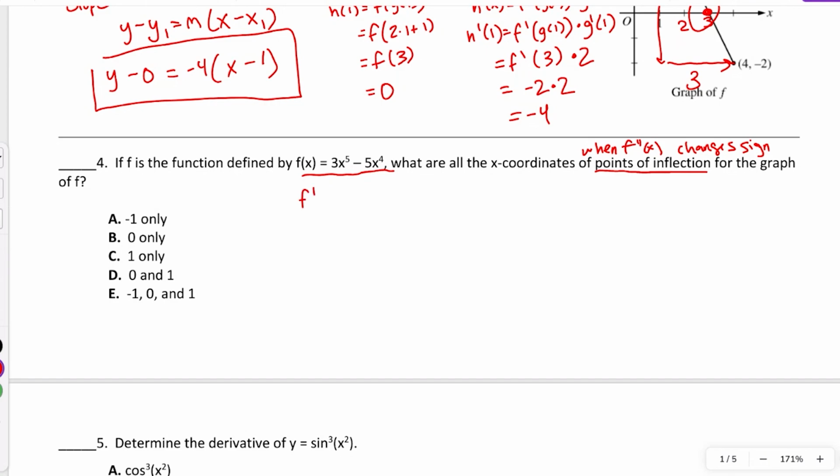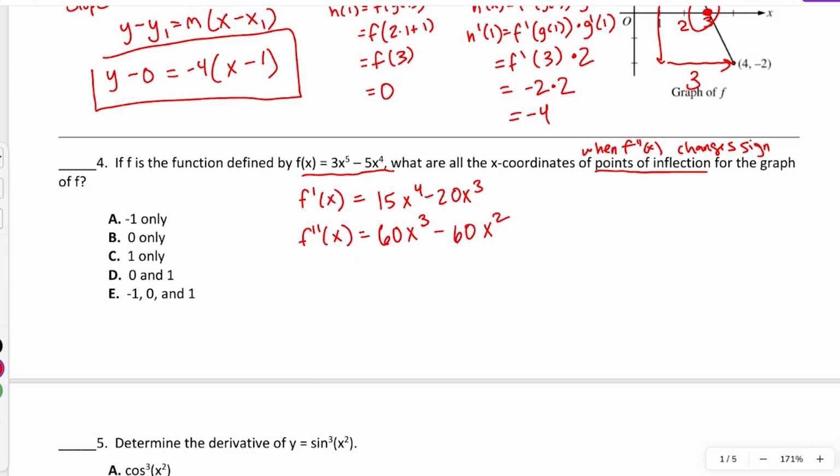So let's first find the first derivative, and we can use the power rule to do that. We get 15x to the fourth minus 20x cubed. And now we can use that to find the second derivative, which would be, let's see, 4 times 15 would be 60, and 3 times 20 is also 60. How about that?